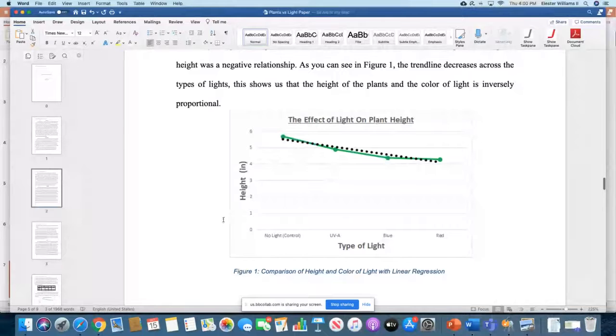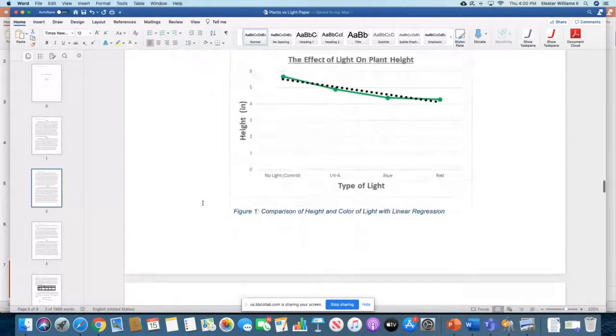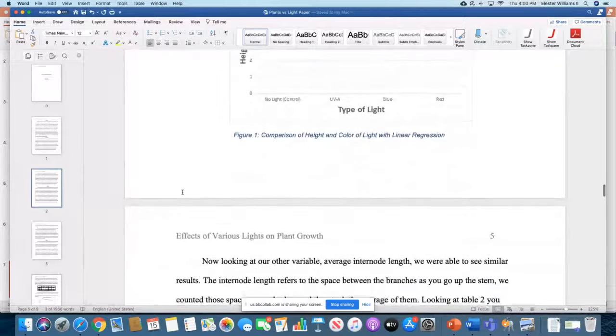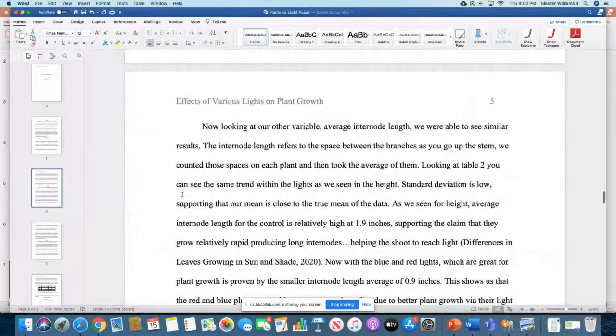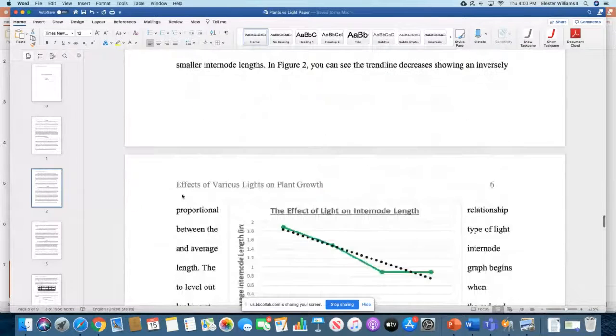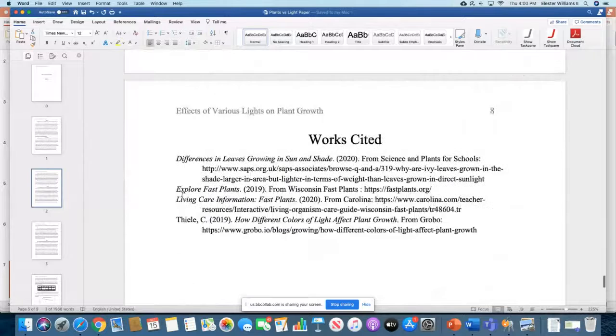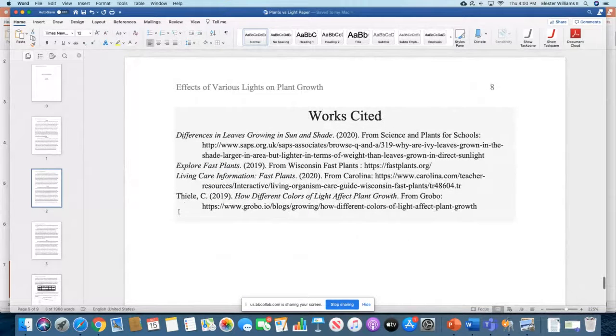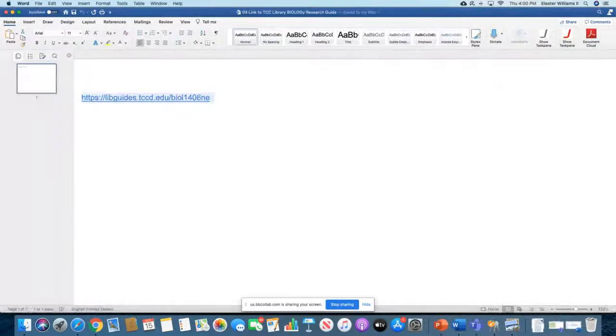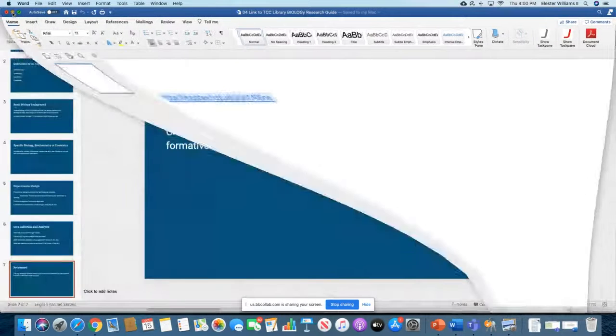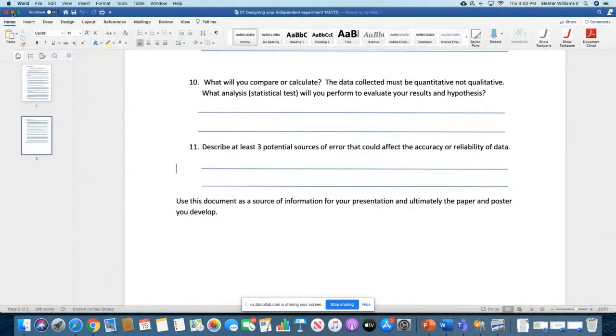And then we see the data represented on a figure as well. And then they provide a conclusion, and then they have references here. So we're going to look at an additional paper.